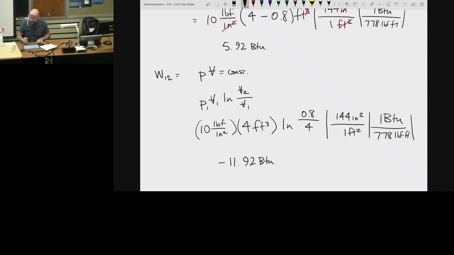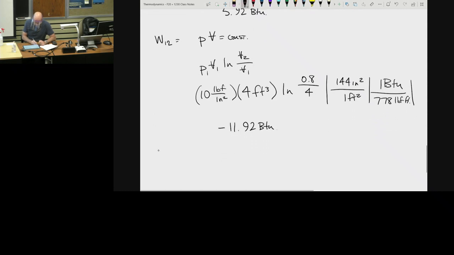And that's right, it's compression. It should be. And if I look at my diagram, it should actually be larger than my work 3 to 1. There's more area under that curve. So now when I want to find out what the summation of all the work is, that's going to be 0 plus 5.92 minus 11.92, and that's going to give me minus 6 BTUs.